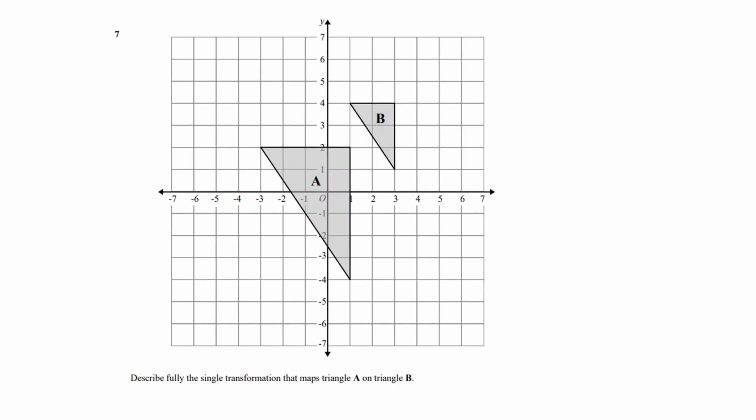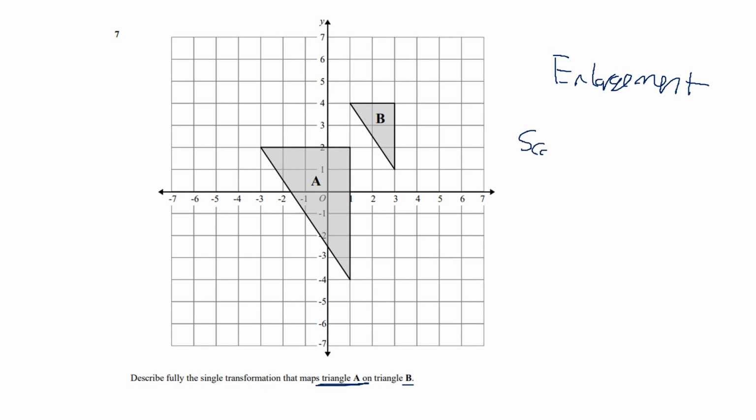Exact same for this example. We know that it's an enlargement because it's a change in size. It's triangle A to triangle B though. Be careful. Make sure you read the question. Triangle A to triangle B. So we know that it's an enlargement because it's a change in size.